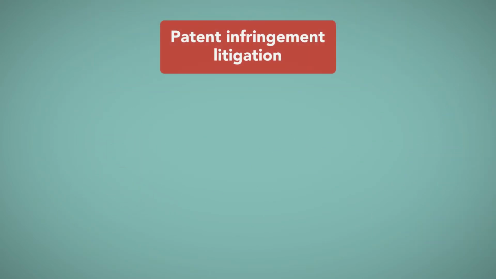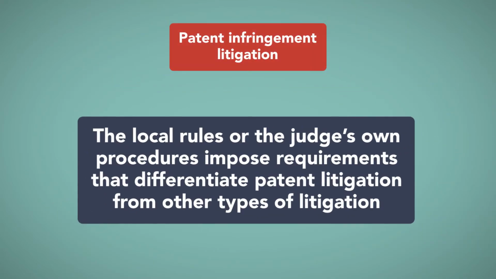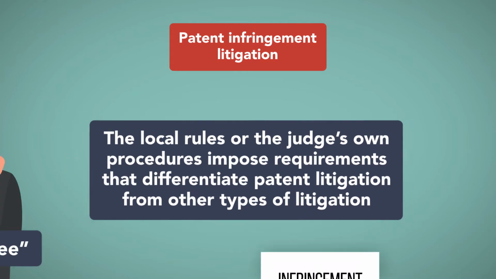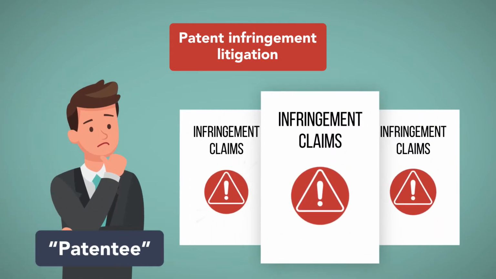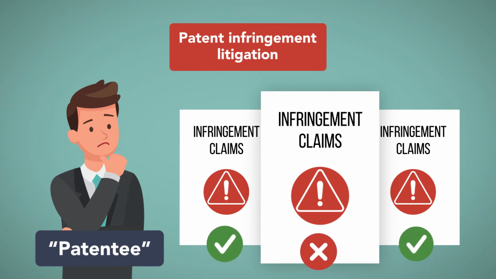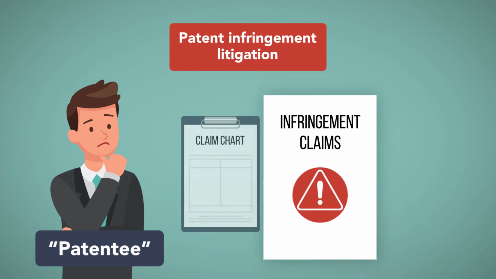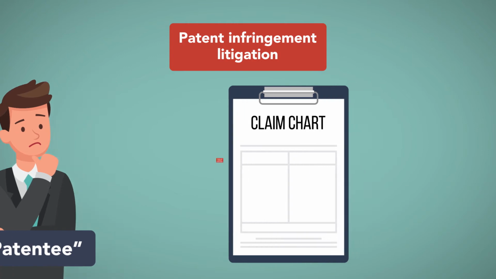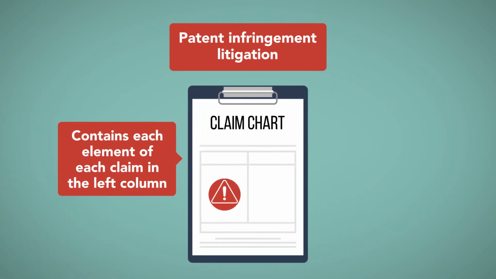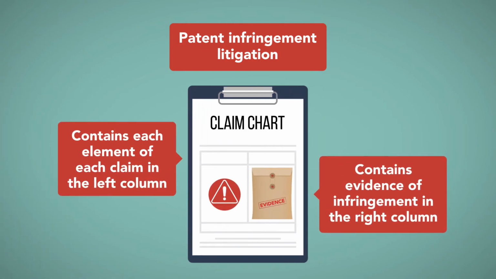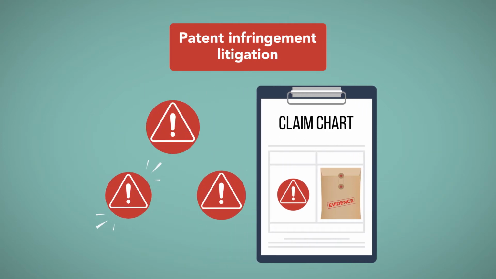In most patent infringement litigation, the local rules or the judge's own procedures impose requirements that differentiate patent litigation from other types of litigation. For example, the patentee typically must make an early decision regarding what claims are infringed, and the patentee must provide detailed infringement contentions. These contentions are typically part of a claim chart, which contains each element of each claim in the left column and evidence of infringement in the right column. In addition, these contentions must specify which types of infringement are at issue.